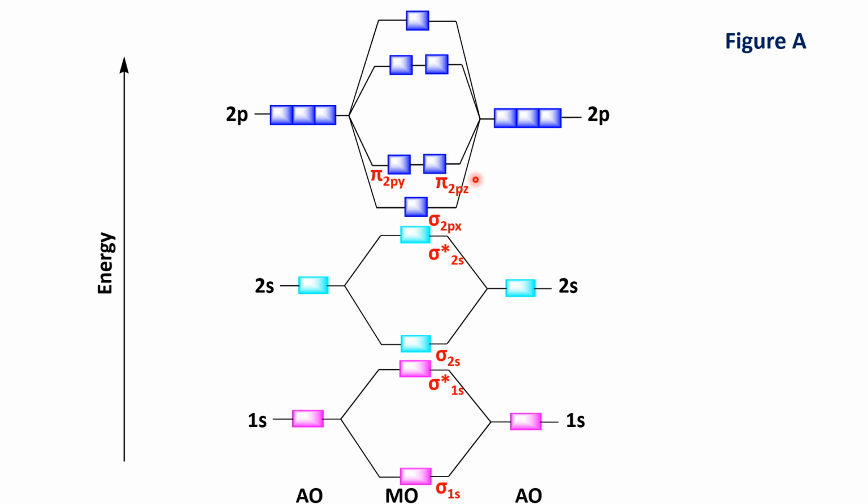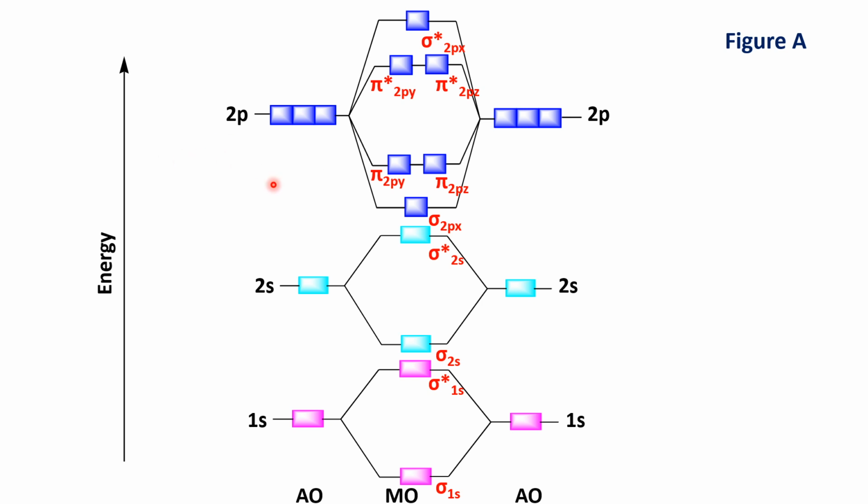So the lower 3 are the bonding, whereas the upper 3, that means the pi asterisk 2py, pi asterisk 2pz and sigma asterisk 2px, these three are the antibonding. So in this way we are having a total of 6 molecular orbitals from the 6 atomic orbitals of the 2p.